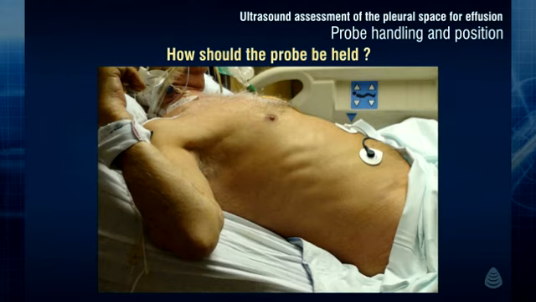In the supine patient, the probe should be positioned first in the posterior axillary line in the lower aspect of the chest, corresponding to the most dependent area of the thorax, which should be where an effusion will pool unless it is loculated.